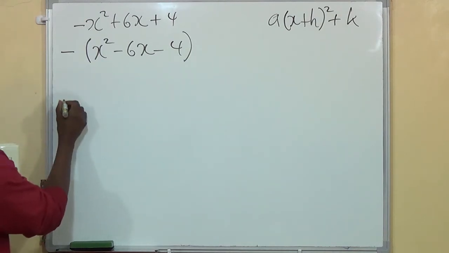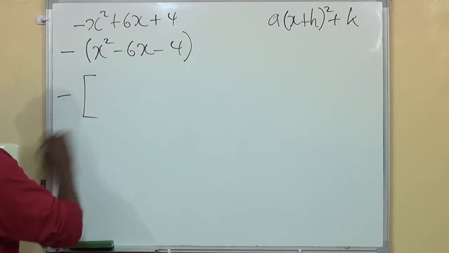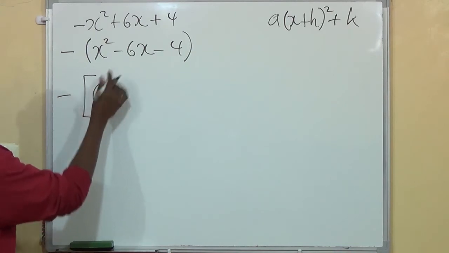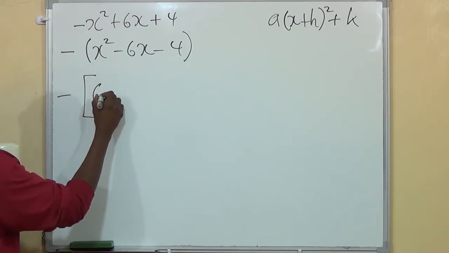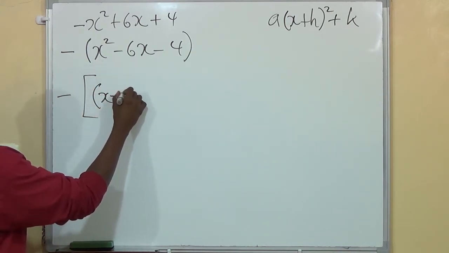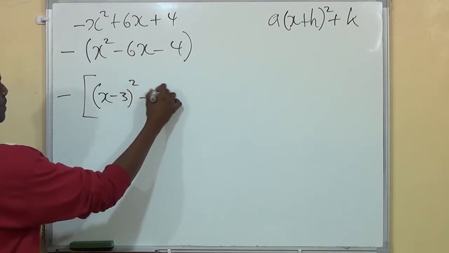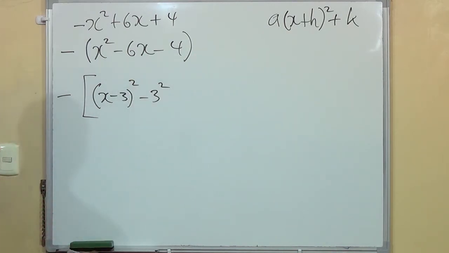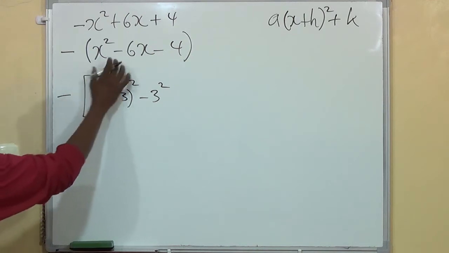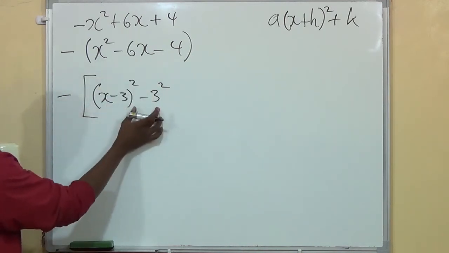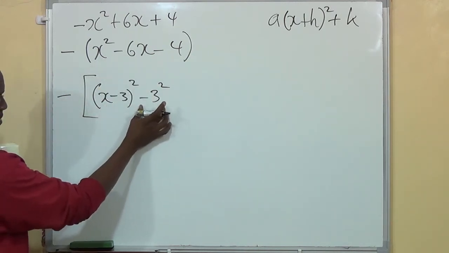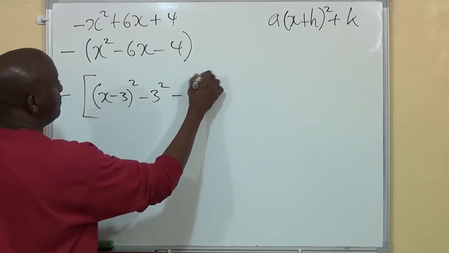So the next line would be minus, and we introduce the square brackets now. Remember that x squared minus 6x is x minus 3 squared minus 3 squared, right? X squared minus 6x, x minus 3 squared, x minus 3 ought to be squared minus 3 squared, and that is still minus 4 inside there.